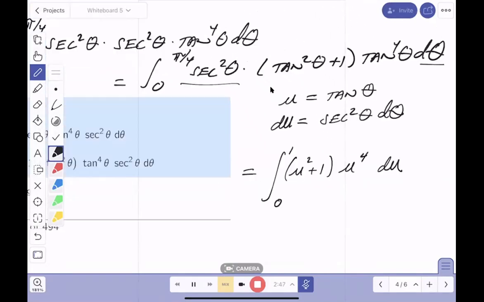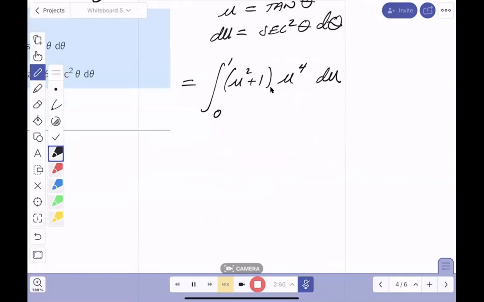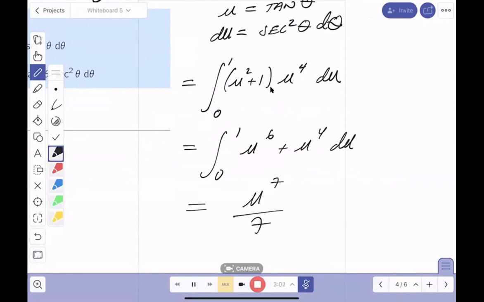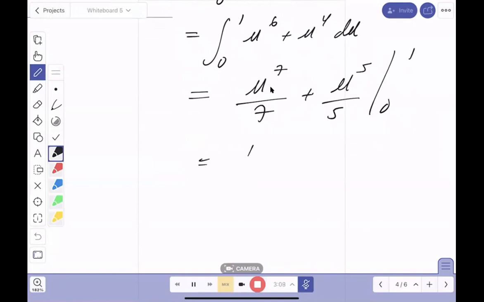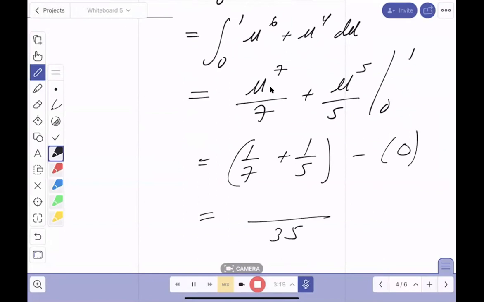All right, things have gotten substantially easier. Again, the key here is that they're written to get easier. This can be u to the sixth plus u to the fourth du. This can be u to the seventh over 7 plus u to the fifth over 5, from 0 to 1. And this is going to be 1/7 plus 1/5 minus the lower limit 0, so it's going to evaluate to 0. And what do you get? 35. And let's see, 5 plus 7 is 12, right?